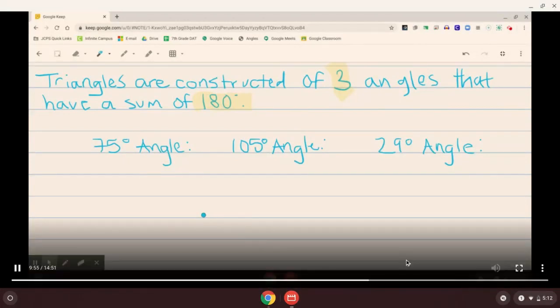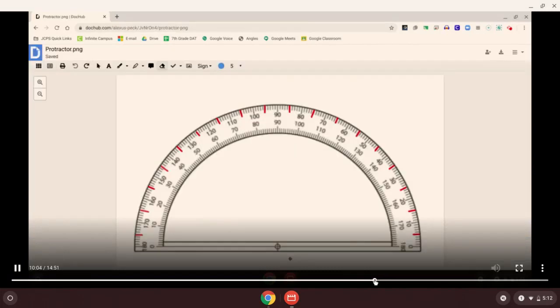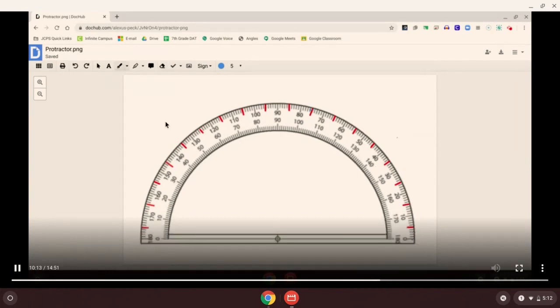So our first one is that we are going to go to our protractor, and we see here that we've got 0 over here on the side, and we go and count up to where we need to go to. So this is 75 degrees. And so I've put a dot at 0 and a dot at 75, which is right here.